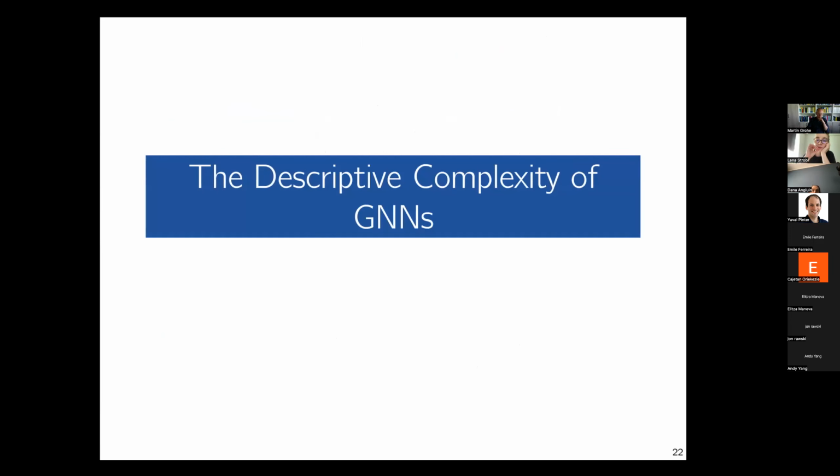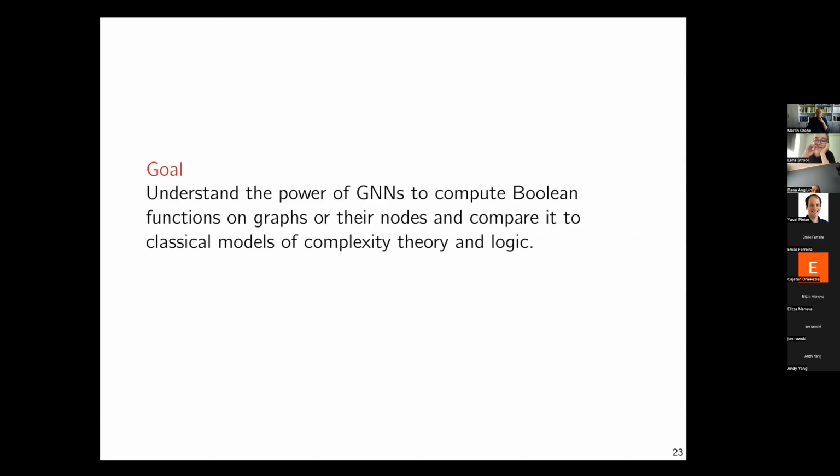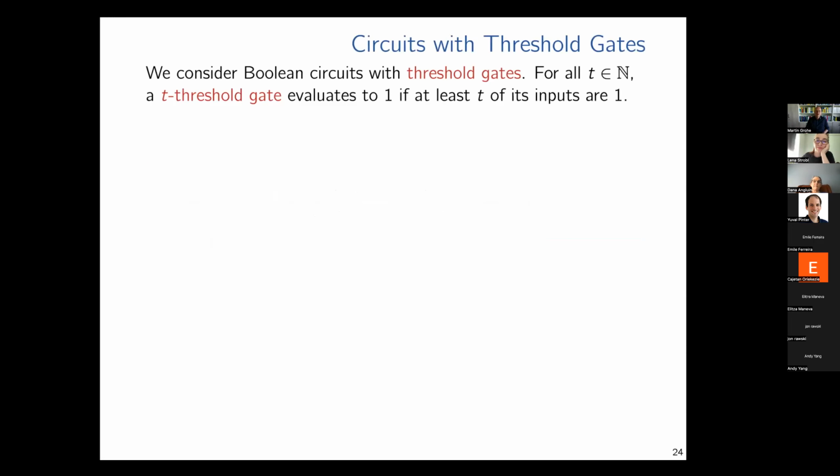So now let's move on to the descriptive complexity part, finally. So what's our goal here? And that's, from what I understood, what Lena says, that's something many of you are interested in. We want to somehow understand how the power of neural networks relates to the power of classical Boolean computation models, and compare it to complexity theory, to logic, and so on.